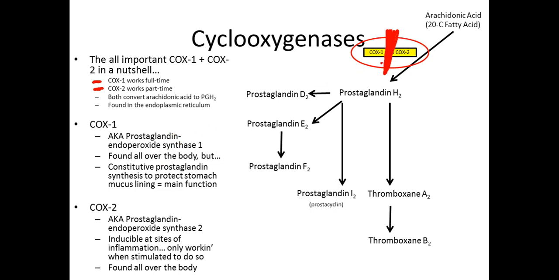COX-1 enzyme, remember that's our full-time worker. It is going to be found all over the body. However, it's also going to be working full-time. It's going to be protecting our stomach lining, our mucus lining. So its main function is to be working and pumping out full-time so it can protect our stomach lining. Because remember, the stomach has a pH of, if I remember right, about 2, which is extremely acidic, and it's going to eat through a lot of cells. So we need something to protect our stomach. COX-1 is going to work full-time, and it's going to protect our stomach lining.